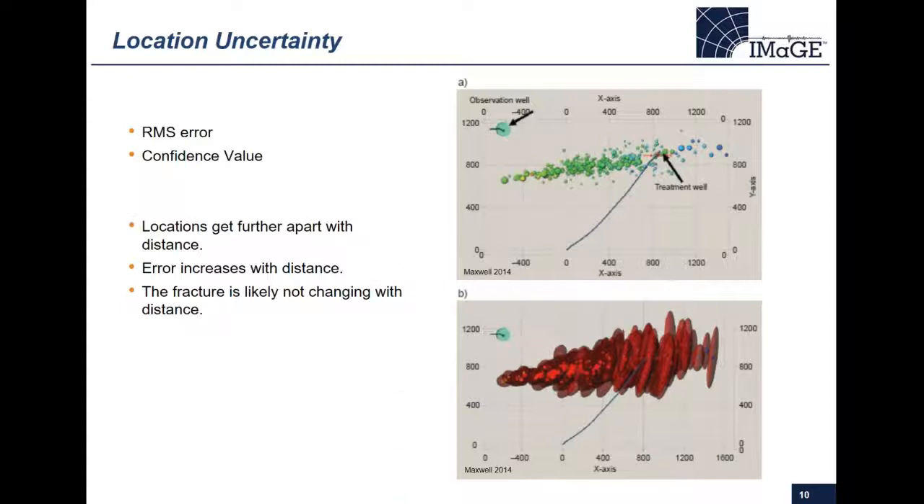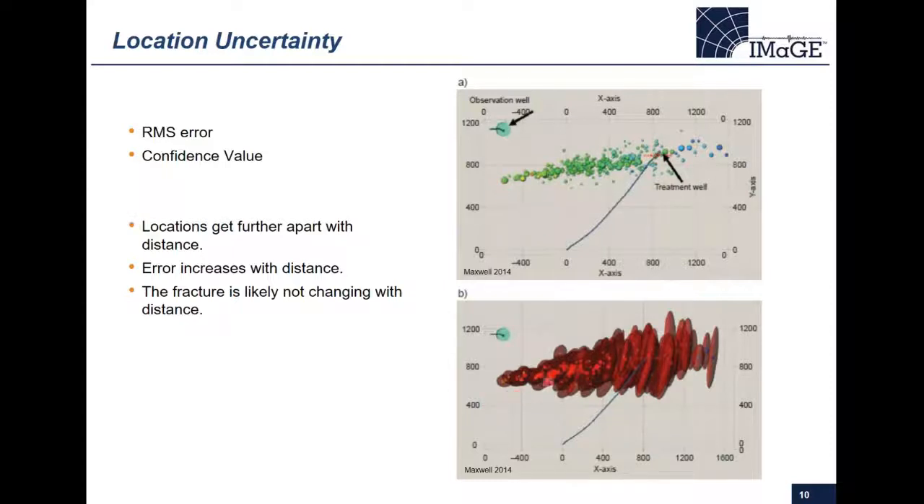This is an example where we've got a monitoring well to the left, a treatment well here, and we've got a fracture cloud coming out from here. And you can see it's wider near the treatment well than it is further away. Now, a naive interpretation might be that this is due to the actual fracture being wider here than it is further away.